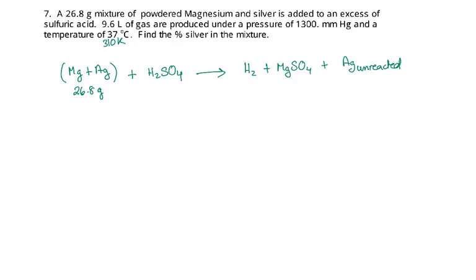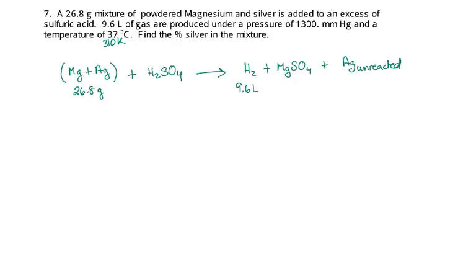Now they tell us that we're going to get 9.6 liters of hydrogen gas. They want the percent of silver in the mixture. If I wanted percent of silver in my mixture, I would need to find the grams of silver and divide that by the total grams times 100%. So I need to either find the grams of silver in my mixture or the grams of magnesium in my mixture. And if I know the grams of magnesium and the total, then I can figure out the grams of silver. Probably it would be easier to find the grams of magnesium because the magnesium reacts, it produces hydrogen, and we know the amount of hydrogen. So we can go from hydrogen, change that to moles, then go to moles of magnesium, and then grams of magnesium. And if I know the grams of magnesium, I can figure out the grams of silver and therefore the percent silver. I think that's a really good question.